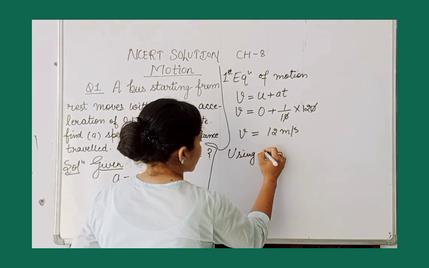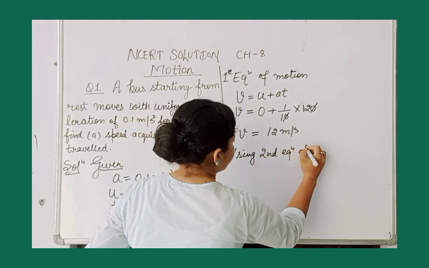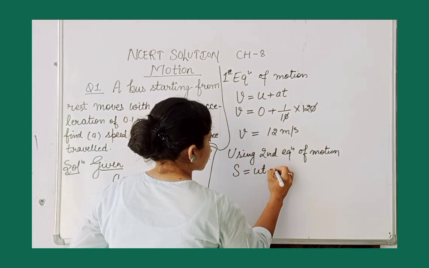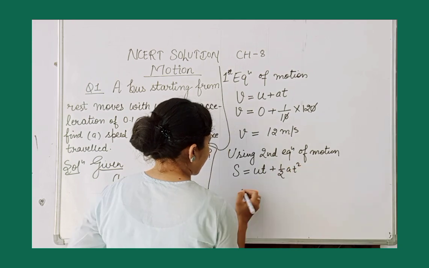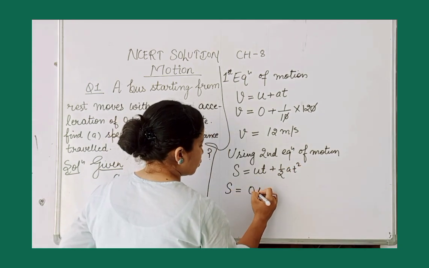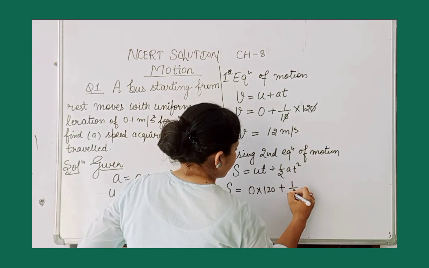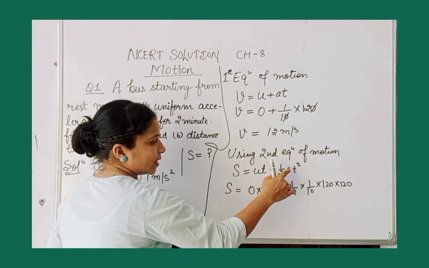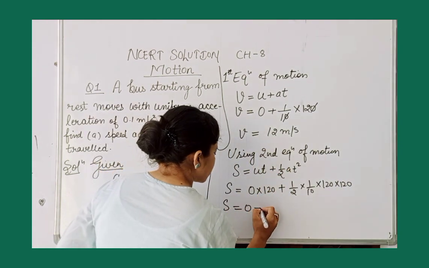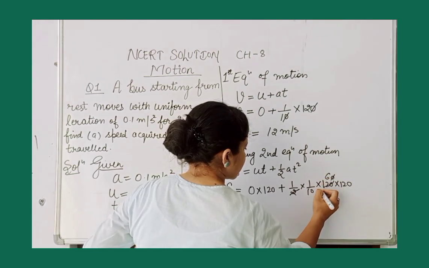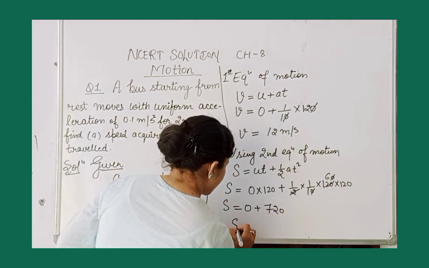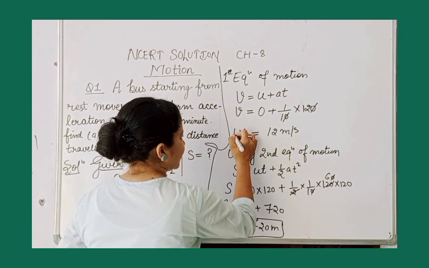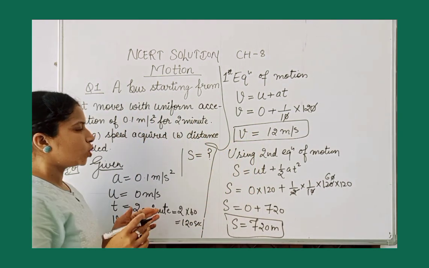Using the second equation of motion, s is equal to ut plus half at square. As u is 0 and the time period is 120, 1 by 2 into 1 by 10, 120 multiplied by 120, as t square is required. So s is equal to 0 plus 720. So distance traveled by the bus will be 720 meter, and the velocity acquired by it is 12 meter per second.